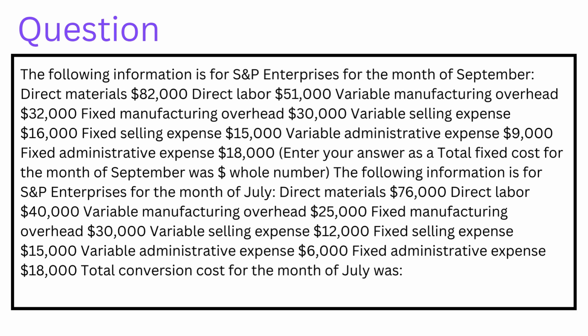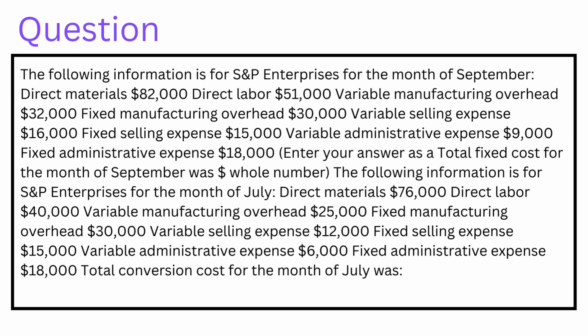The following information is for S&P Enterprises for the month of September. Direct materials $82,000, direct labor $51,000, variable manufacturing overhead $32,000, fixed manufacturing overhead $30,000, variable selling expense $16,000, fixed selling expense $15,000, variable administrative expense $9,000, fixed administrative expense $18,000. Enter your answer as a whole dollar number: total fixed cost for the month of September was?